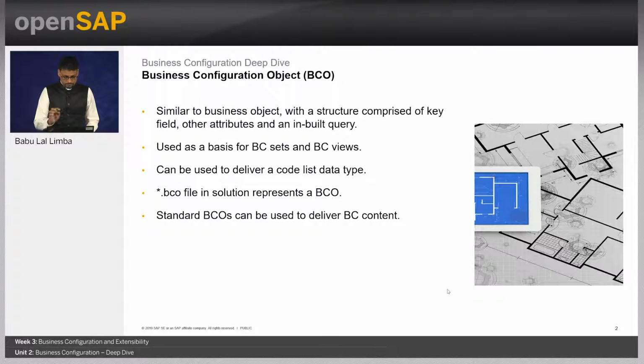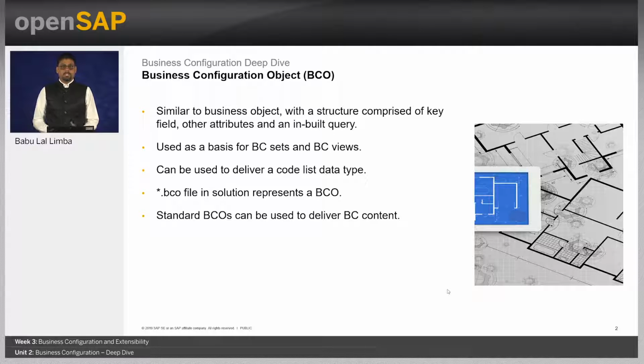Let us move on. Let us talk about business configuration object. We shall start with an object called business configuration object, in short BCO. BCO is similar to a business object entity that has a structure comprised of a key, attributes and an inbuilt query to read the data stored in the BCO. The object is used as a basis to create business configuration content using BC sets, delivering predefined contents, and BC views enabling users to create additional content on top of what is delivered.